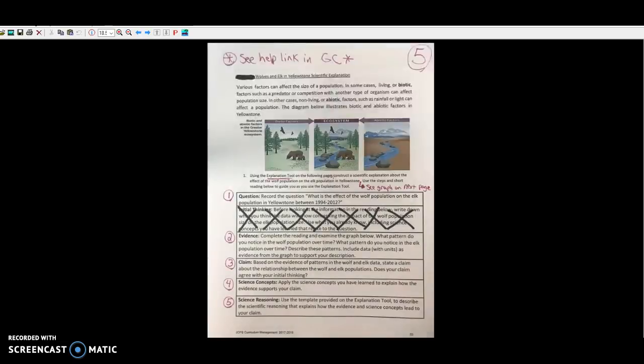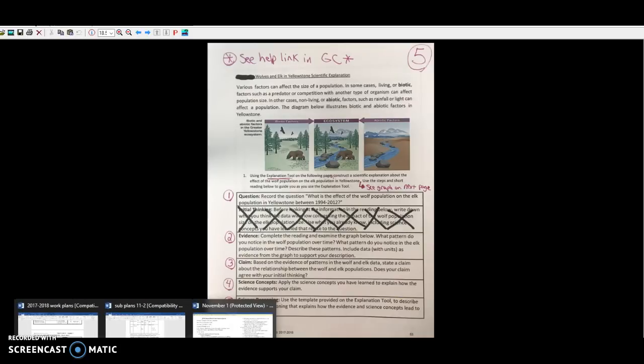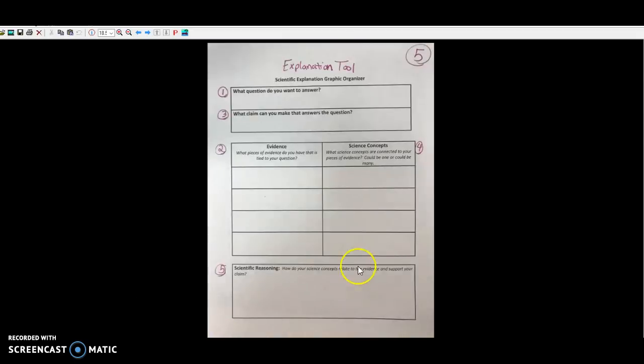And then now let's look at step 5. So let's go back and look at our front page here. Scientific reasoning. Use the template provided on the explanation tool to explain the scientific reasoning that explains how the evidence and the scientific concepts lead to your claim. So this is where you're going to put your thinking of why this pattern is happening. Down here, you're going to say why you think your claim is happening based on this evidence. You're going to connect it.